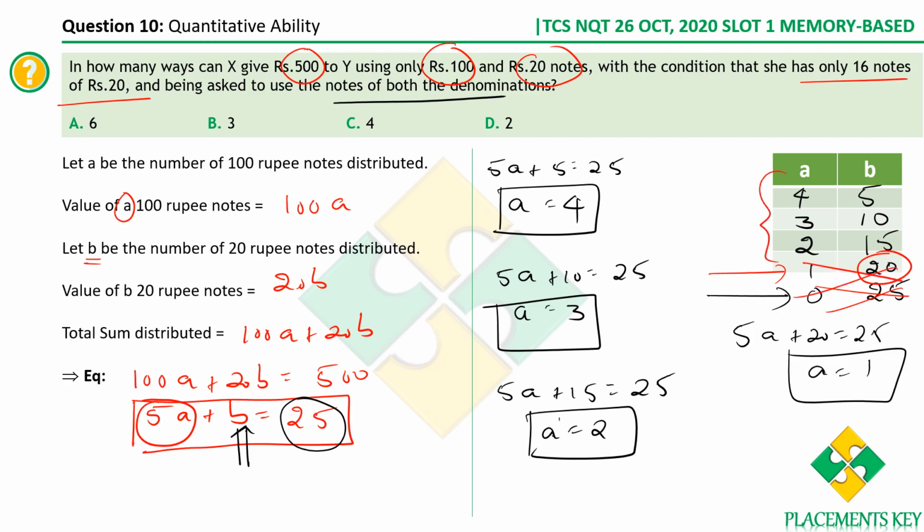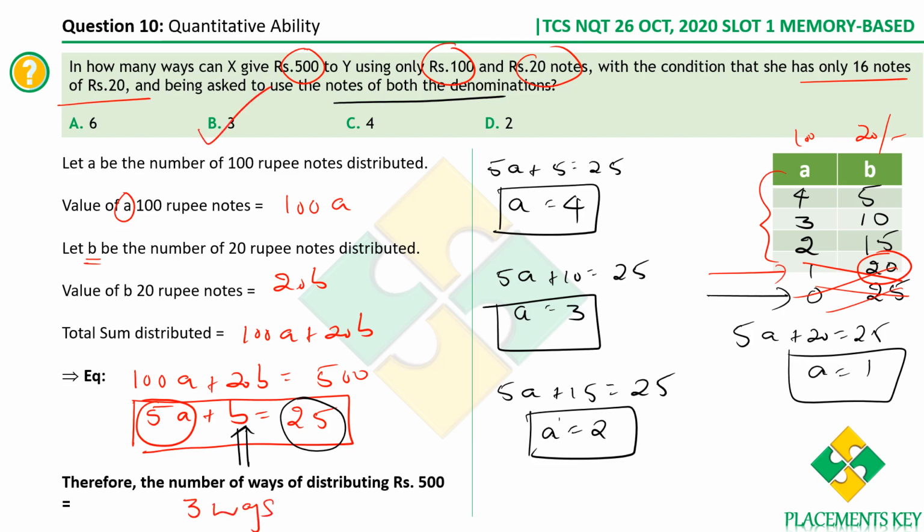See, we have 15 20 rupee notes and 2 100 rupee notes. In how many possible ways can we distribute? We can distribute in only 3 ways: A is 4 with B 5, A is 3 with B 10, and A is 2 with B 15. That is, 4 100 rupee notes and 5 20 rupee notes, or 3 100 rupee notes and 10 20 rupee notes, or 2 100 rupee notes and 15 20 rupee notes. So we have only 3 ways in all. Therefore it is option B.